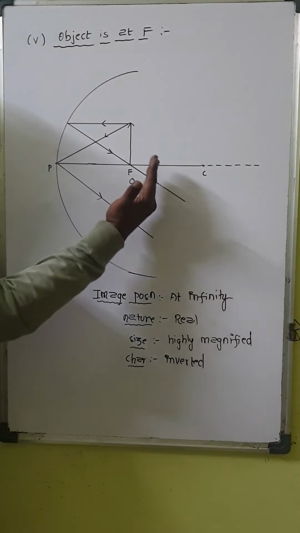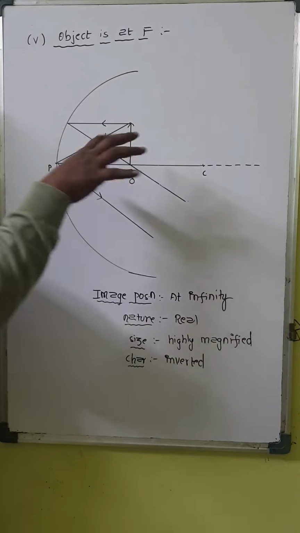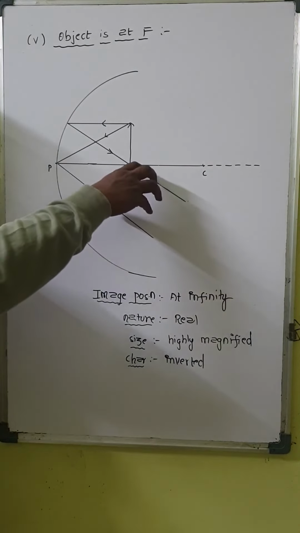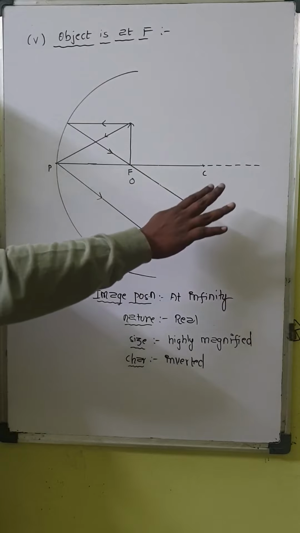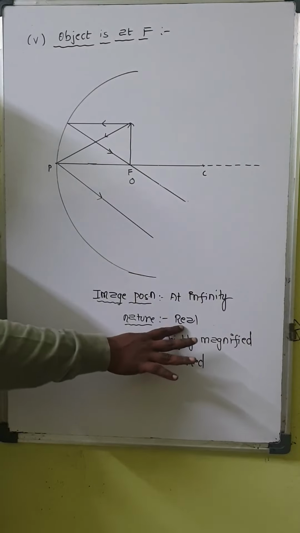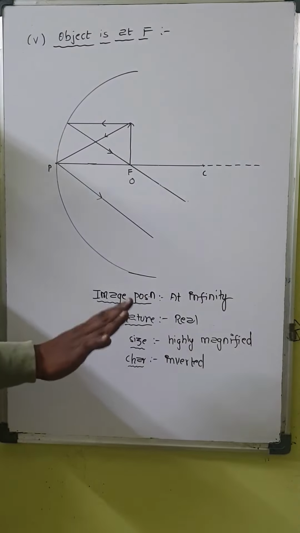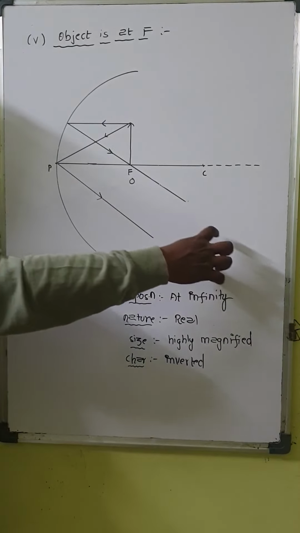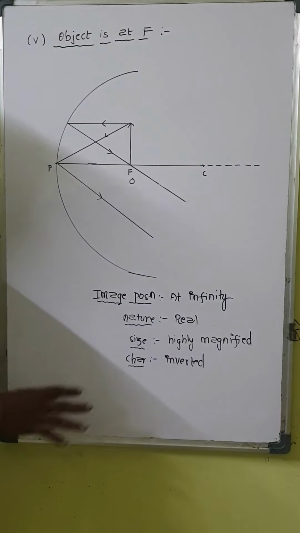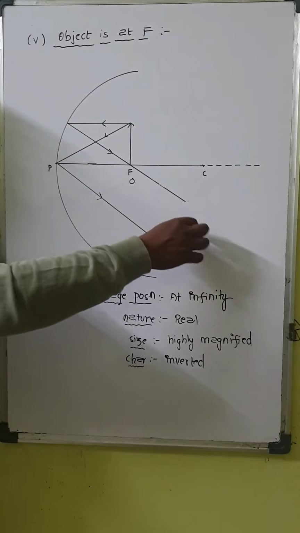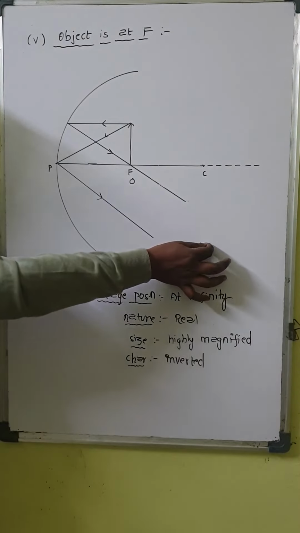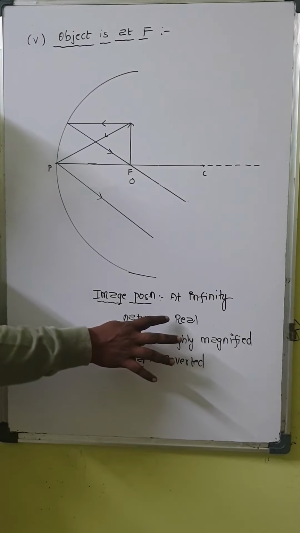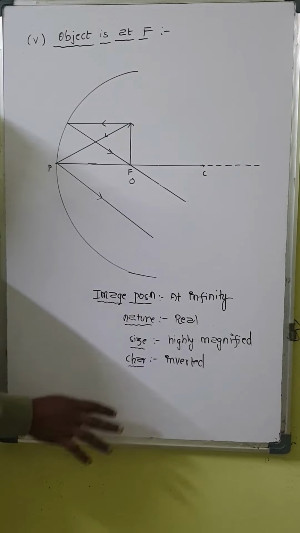If you place a screen either here or anywhere else, they will meet the screen, but they do not meet the screen at a single point. They meet the screen at different points. So on the screen the image will be obtained, so it will be a real image, but the image will be blurred, because the reflected rays are meeting on the screen at different points. Remember always, if reflected rays meet the screen at a single point, a clear image forms. If reflected rays meet the screen at different points, then a blurred image forms. But anyhow, it will be a real image.